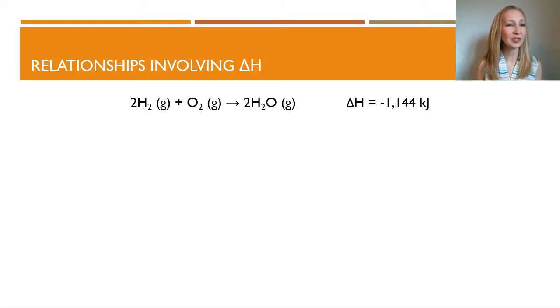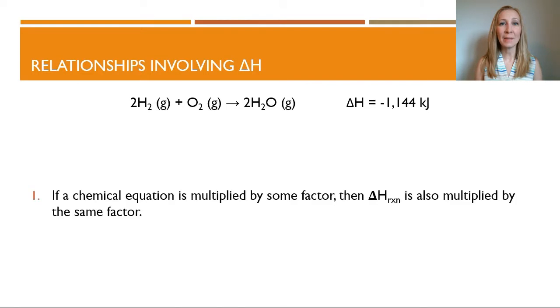We have 2 moles of H2 plus a mole of O2 gives us 2 moles of H2O. Now the overall enthalpy of that reaction is negative 1,144 kilojoules for this equation, for this reaction. Now that is an exothermic reaction. Notice the negative sign on that measurement.